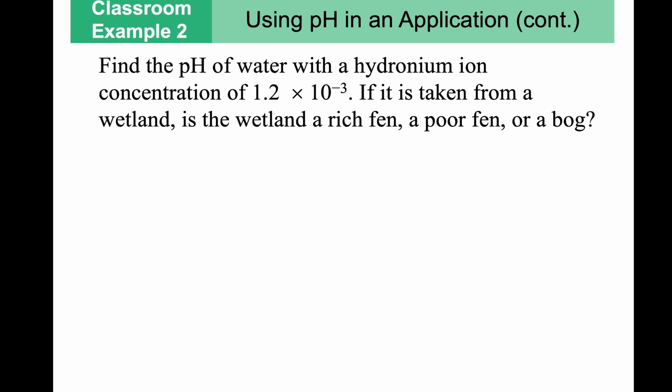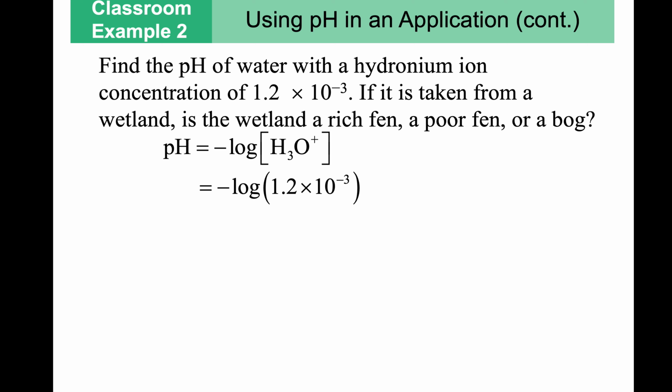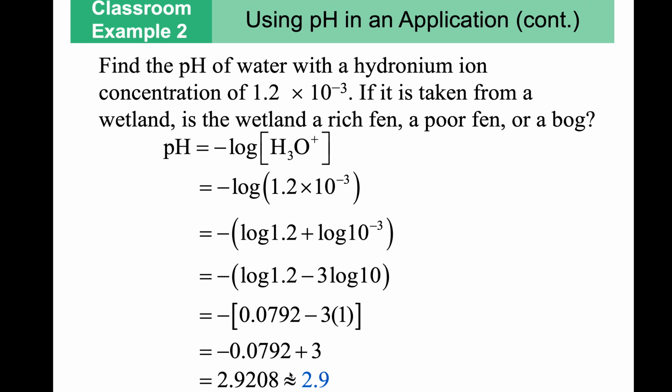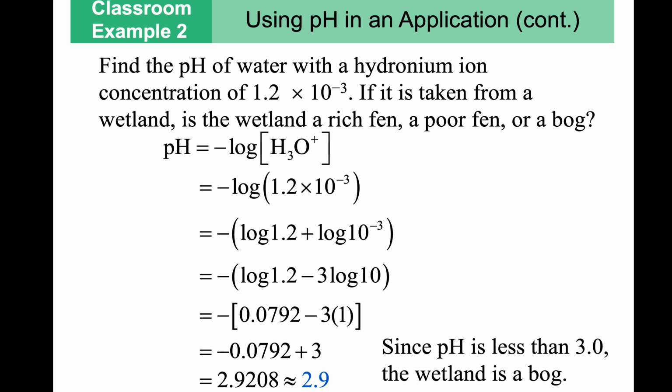Let's find the pH of water when this is the concentration, and then we'll know if it's a rich fen, a poor fen, or a bog. So to do this, the formula is pH is the negative log of my concentration. So I'm going to replace that with my concentration. I can separate that. You could also probably type that in your calculator right from the jump street, right? And get this. So when we get 2.9, we could just literally type this in here and get 2.9. Then where does that put us? That puts us in a bog.